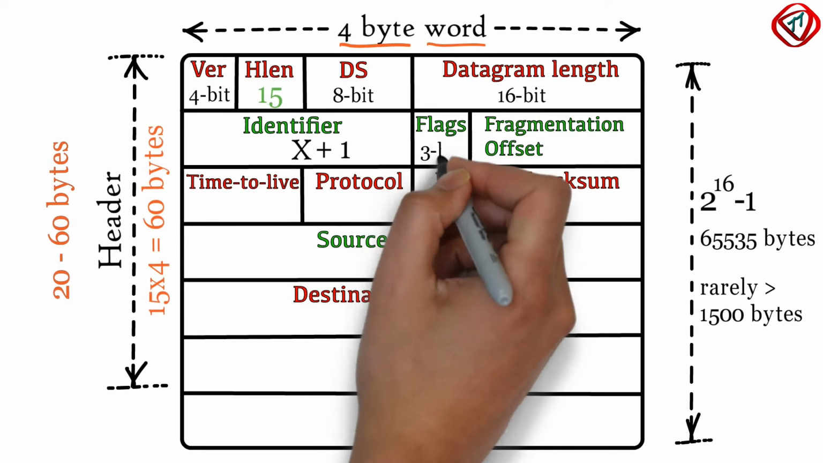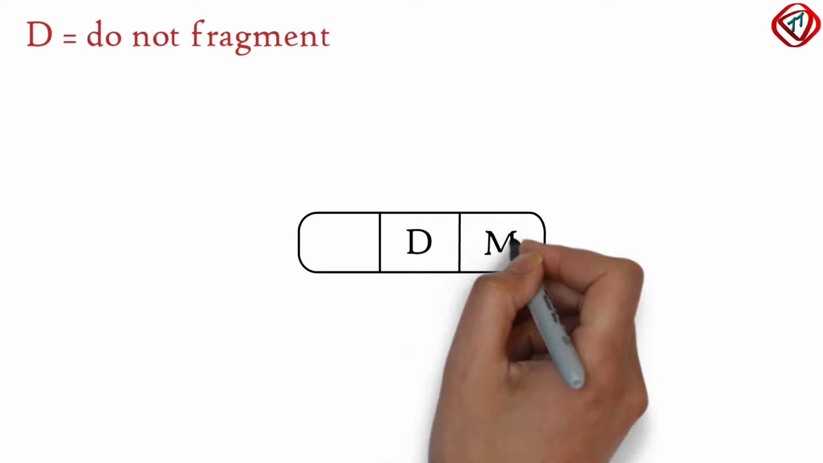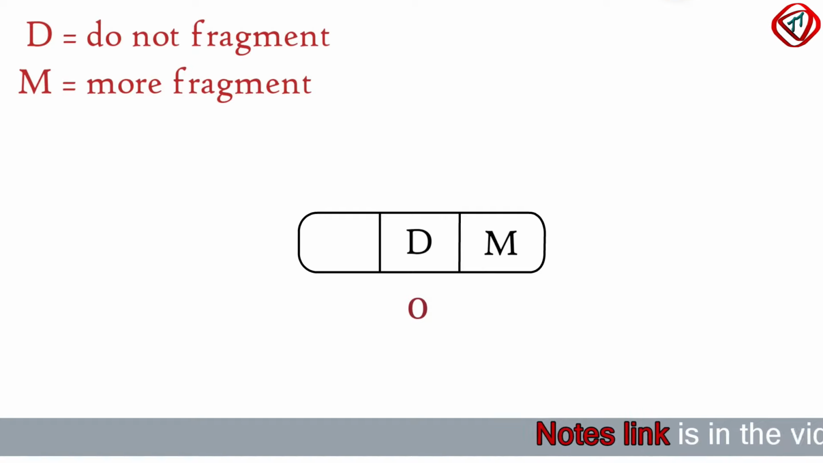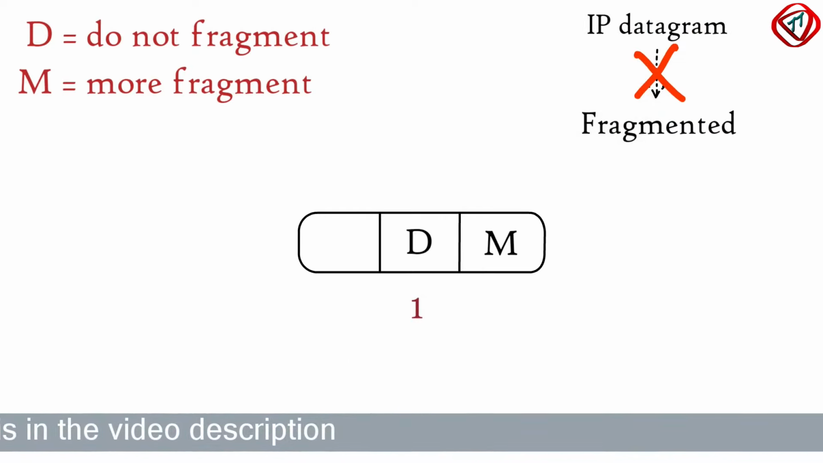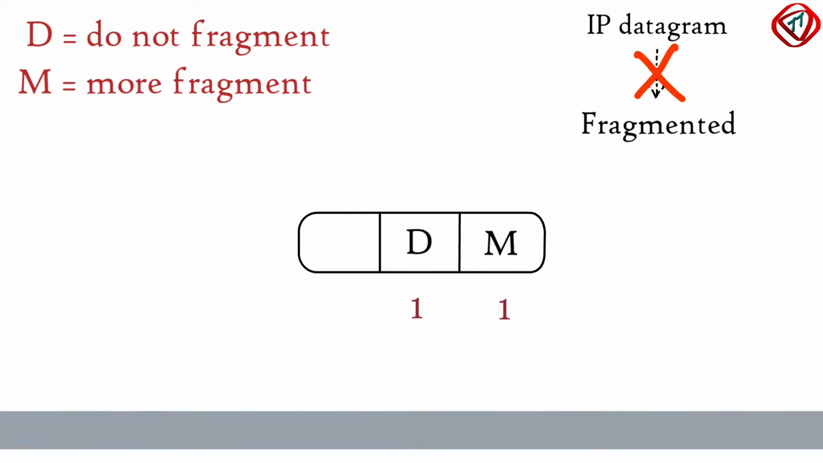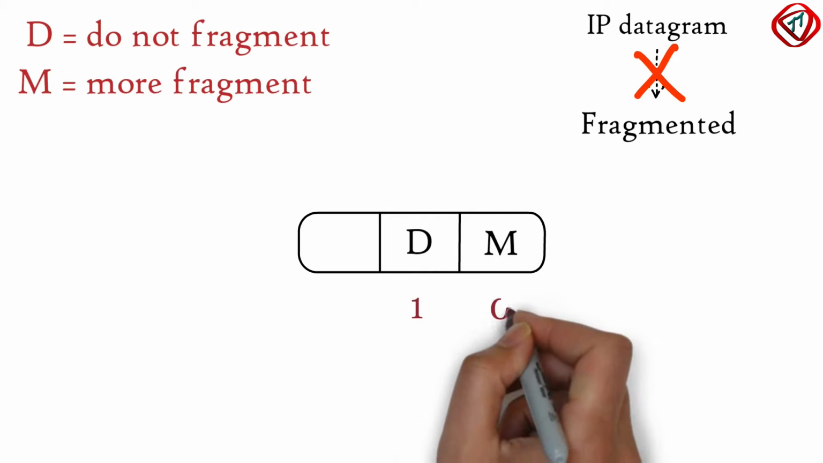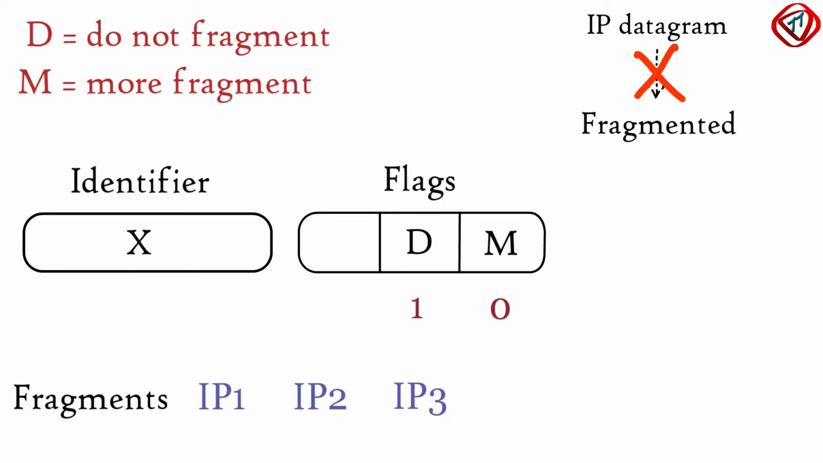Flags are 3 bits in length, out of which only 2 bits are used, called do not fragment or more fragment. If D is set to 0, the IP datagram can be fragmented. If not, it should not be fragmented. The value of 1 in the M field indicates that the datagram is not the last fragment. If the datagram has 0 in this field, it means either it is the last fragment or it is the only fragment. Now, the receiver has identified the IP fragments with the help of flags and identifier.